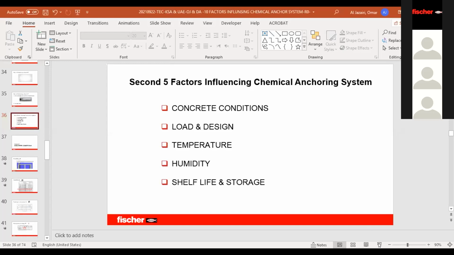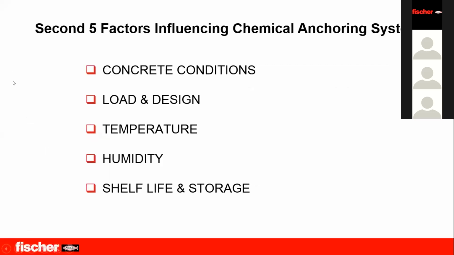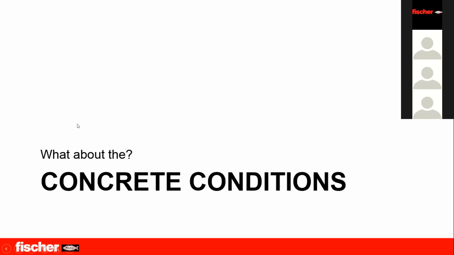Hope the first 5 important factors influencing the chemical anchor are very clear for all of you. Moving on to the second 5 factors, we will speak about the concrete condition, the load and design, temperature, humidity, and the shelf life and storage. Let's start with the concrete condition. What about the concrete condition?